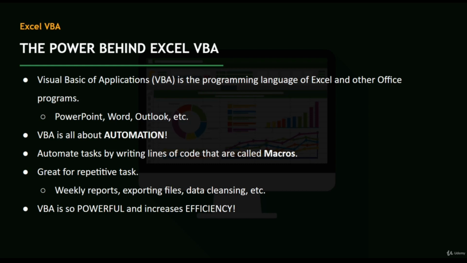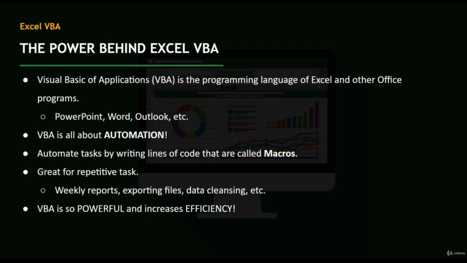So VBA stands for Visual Basic of Applications, which is the programming language of Excel and other Office programs, meaning that all Office programs share this Visual Basic of Applications programming language. So code that is written in Excel can initiate commands in other Office programs like PowerPoint, Word, Outlook, and so on. Essentially, VBA is all about automation.